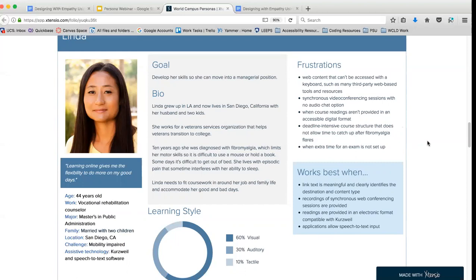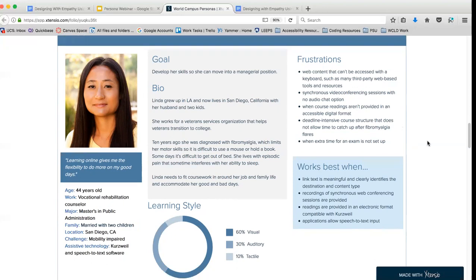Also, any courses that are designed to be very deadline intensive, or that kind of punish you for clicking on the wrong thing, or when exam times are not set up, extra time is not set up in advance, because like I said, she sometimes might be a little slower to get to things, or she might have a day where she can't work on something. So everything really should be designed in a way that she can get to it when it's best for her.